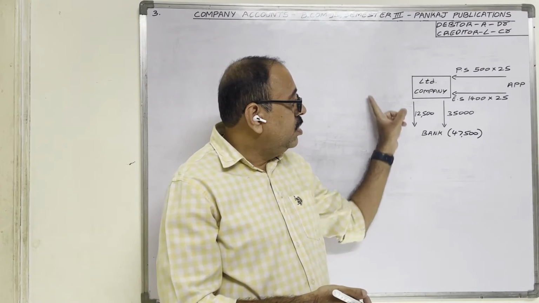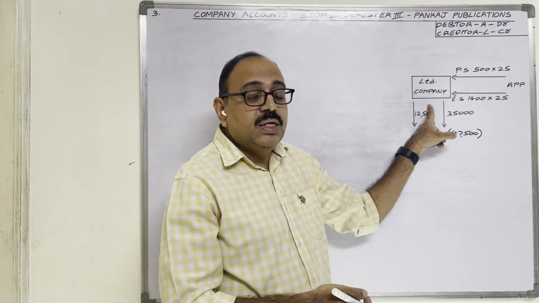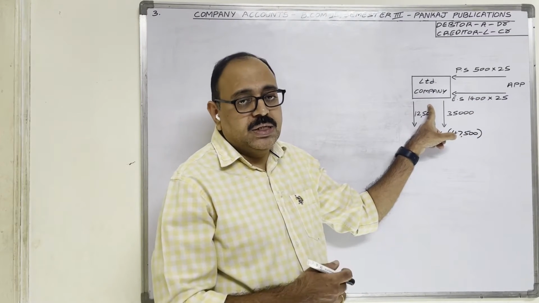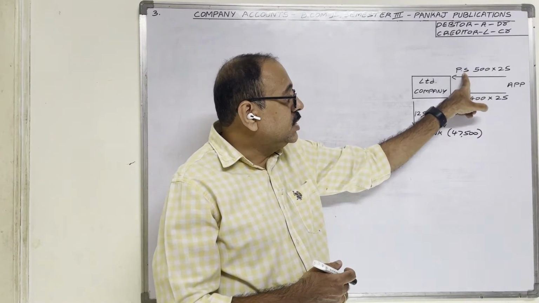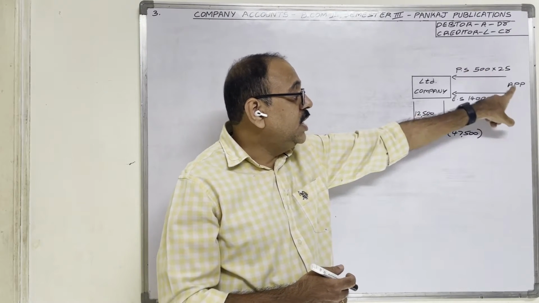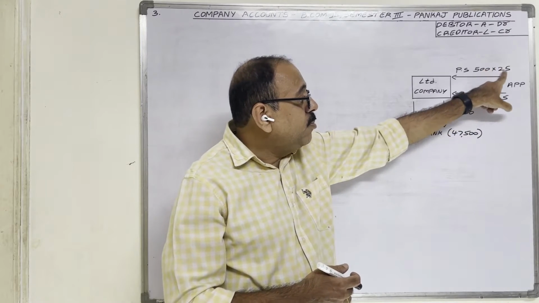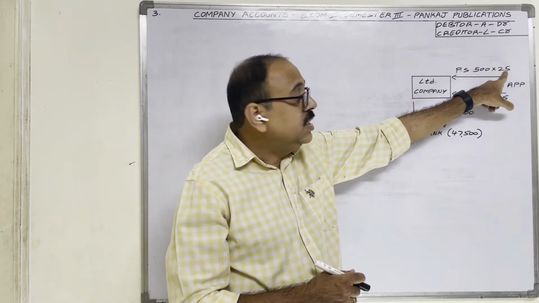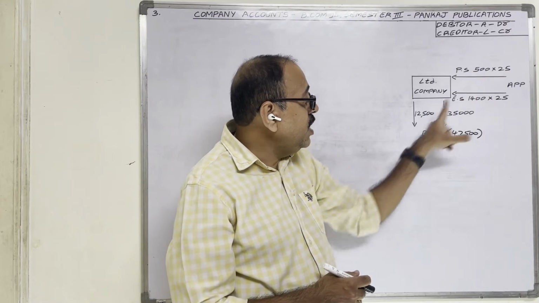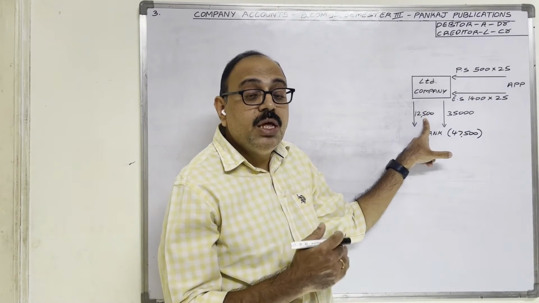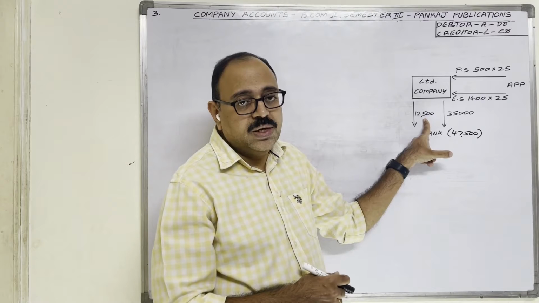First, what happened? Application money is received from the applicants. So, preference shares, 500 shares are applied by the public now. On each share, application money is 25 rupees. 500 into 25, 12,500 company received from preference shareholders.